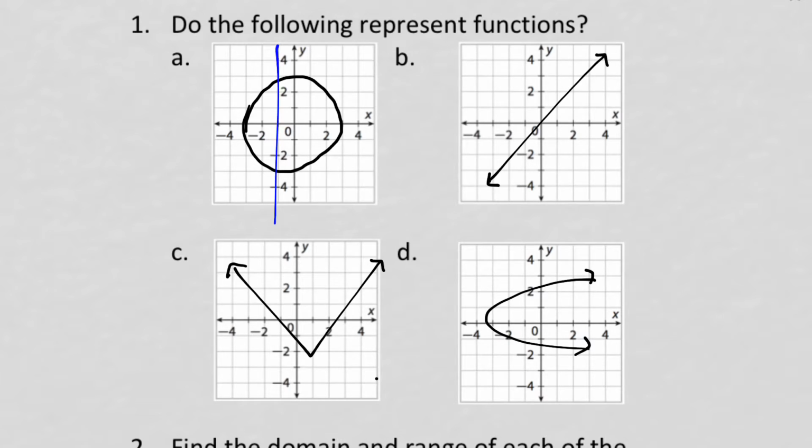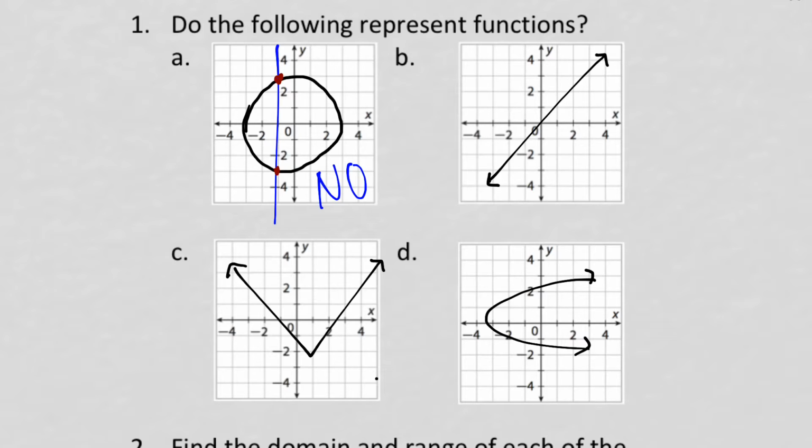Like for example, that one. That one, I crossed it twice. I crossed it here and here. Crossed it twice with a vertical line. And if I cross it with any other vertical line, I'm always going to cross it twice. So as long as I hit it more than once, it's not a function. This is not a function.